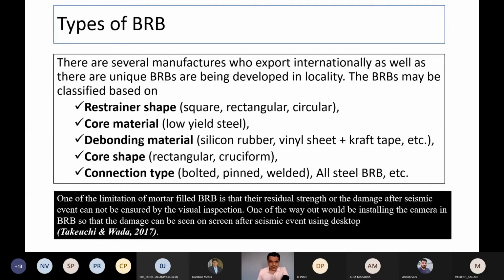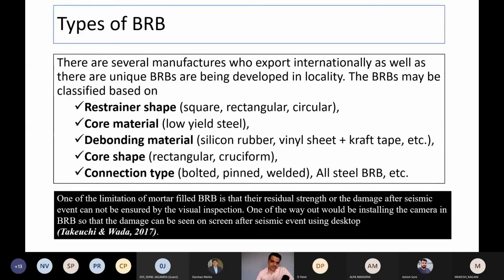And the debonding material also varies from manufacturer to manufacturer. I have mentioned a few names here: silicone, rubber, craft tape, etc. But this again varies from manufacturer to manufacturer. And as I told you, debonding material is very important. If there is no debonding between the core and the concrete, or the high strength mortar, then what will happen? The axial force from the brace will be transferred to this high strength mortar, and that mortar will crack. And that will lead to premature failure of the brace. Okay, and that's why the debonding material gap is very important.